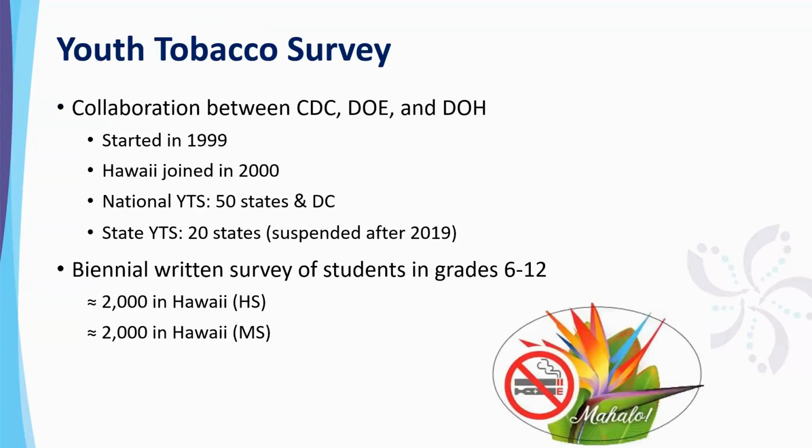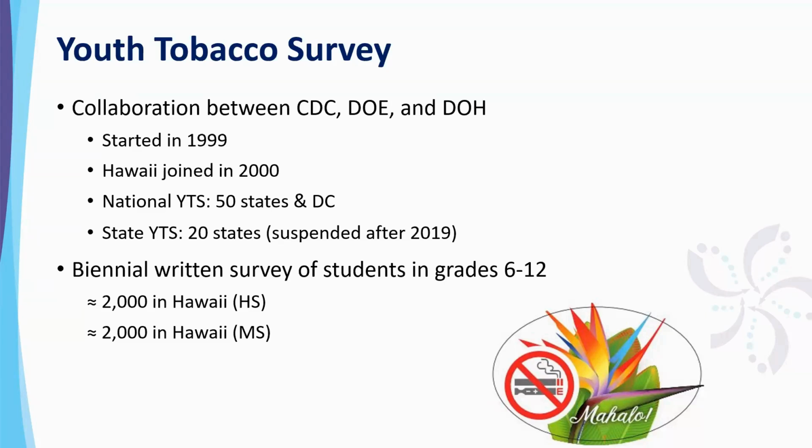Next is the Youth Tobacco Survey, which was started in 1999 and Hawaii joined in 2000. It also has a national survey and smaller state surveys. However, support for the state level surveys was suspended after the 2019 collection year. So for this reason, the most recent YTS data we have for Hawaii is from 2019. There still is a national survey that's being conducted. We just no longer are able to pull data for Hawaii.